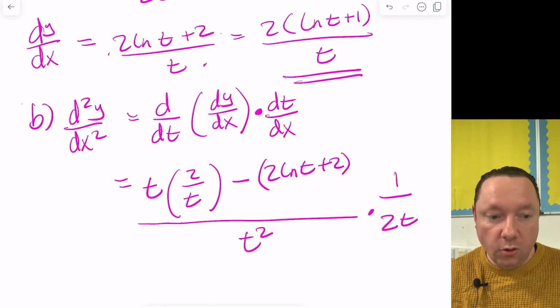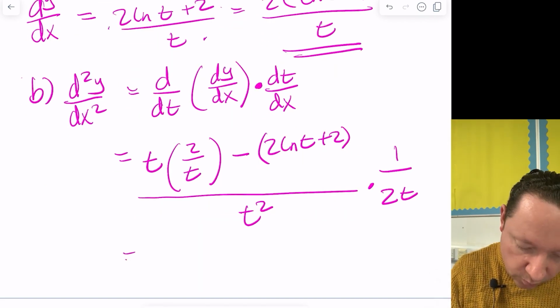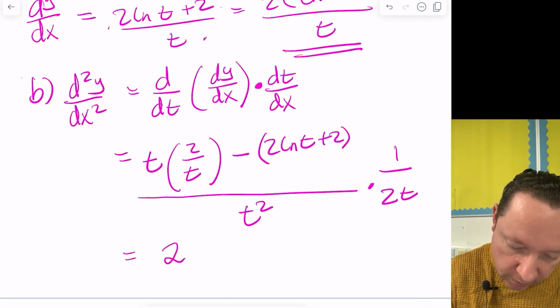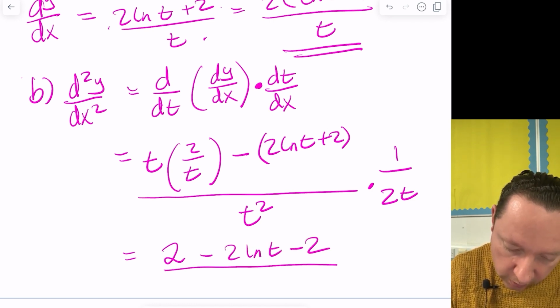So that's what we need to do. And then we need to somehow simplify this. Well, let's hope it's nice. So that gives me t over t is 1, so that's 2. Watch for your signs here. Minus 2 log t, and it's minus 2, all over t squared times t is t cubed, 2t cubed.